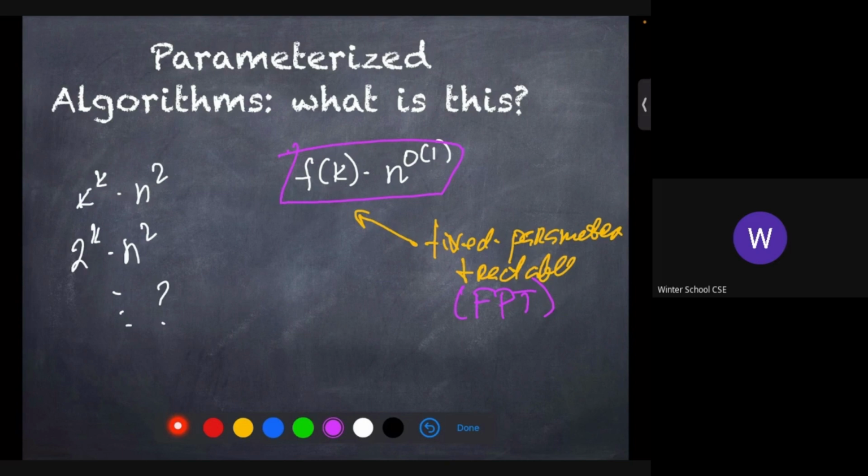And then there is the other game. As far as we establish that the problem is fixed parameter tractable, then the game starts: could we optimize this function f of k? Could it be maybe k to the power k to the power k, or maybe k to the k, or maybe k factorial, or maybe 2 to the k, or maybe 1.1 to the k, right?